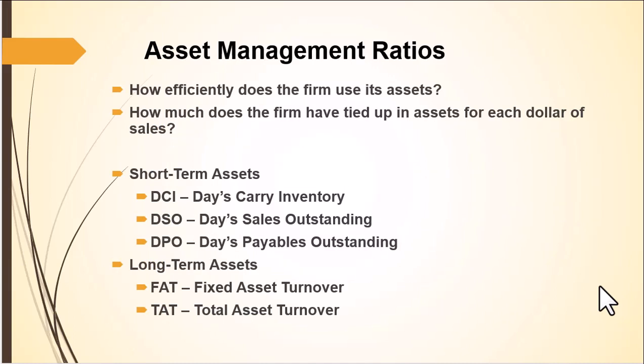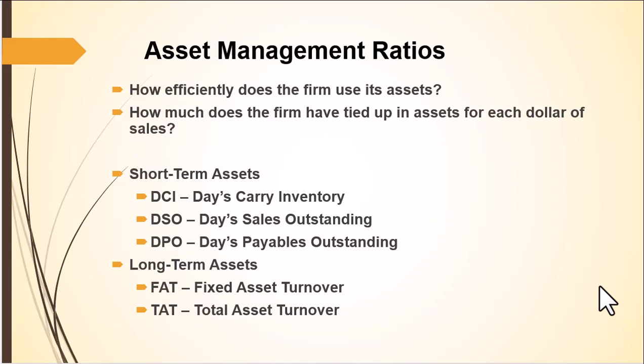The next set of ratios is all about asset management. How efficiently do we use the assets? We've purchased assets to run the company. Now let's see if that was a good idea or not, or are they performing the way we need them to? So we can divide this into short-term and long-term assets. DCI is days carry inventory.